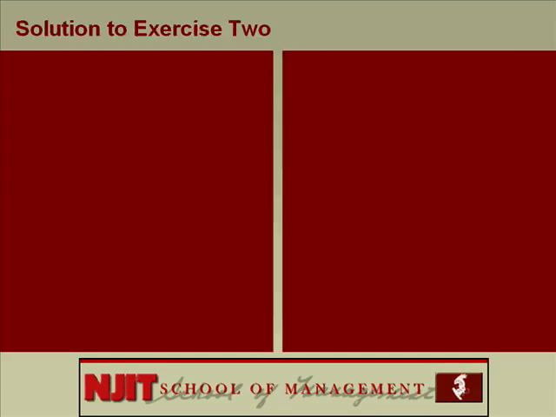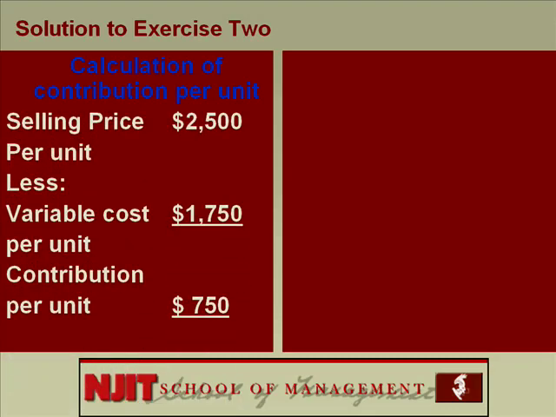The first step in any problem, regardless of whether they asked you or not, is figure out contribution per unit. Regardless of whether they asked you or not, because it's going to come in useful. So in this case, let's figure out contribution per unit. Here it is. The selling price is $2,500 per unit. The variable cost is $1,750 per unit. So the contribution per unit is $750.